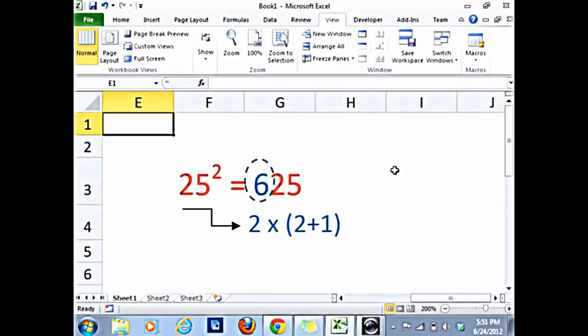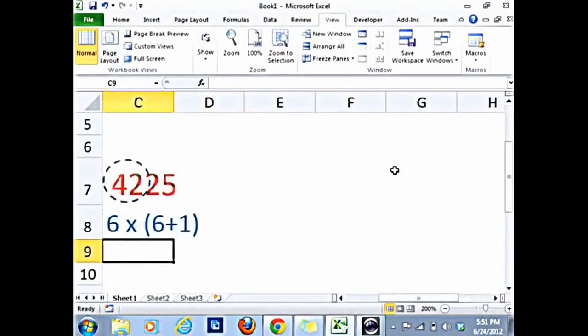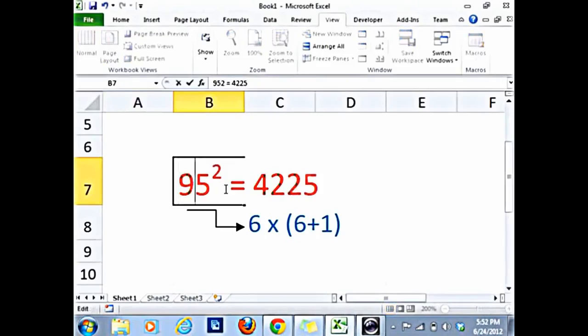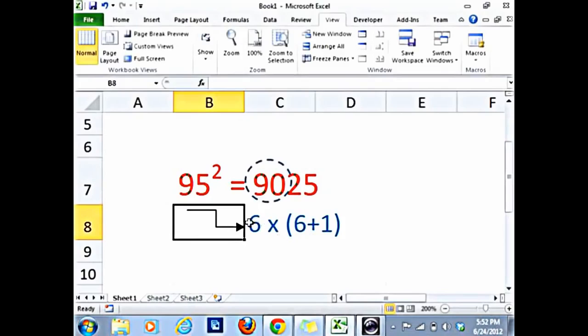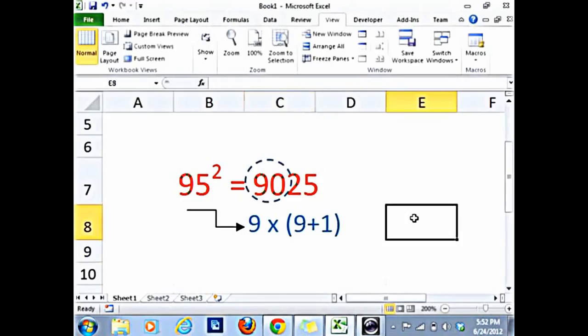If I have bigger numbers like 65, then I can use the same technique. For example here, 65 square will be 6 multiplied by its increment, which is 7. So 6 times 7 is 42. So I'll say 4225. So this way we can use, if I have 95 here, then I can say 9, and here I have to put 9 into 10 is 90, so it will be 9025. So here it will be 9 into 9 plus 1.